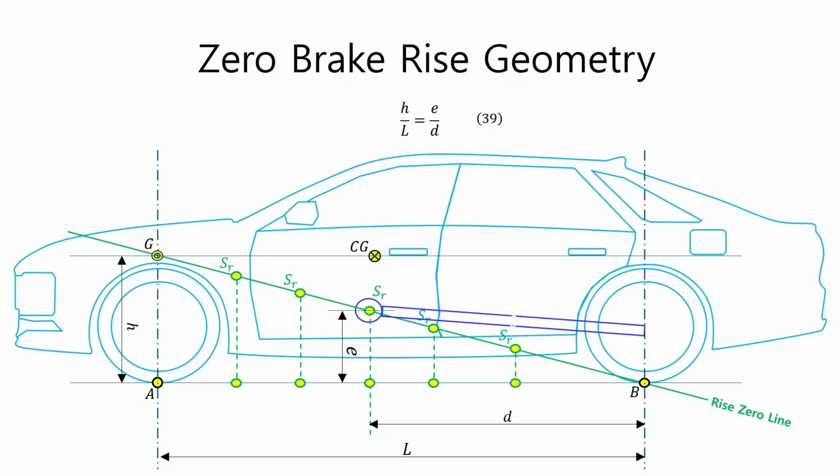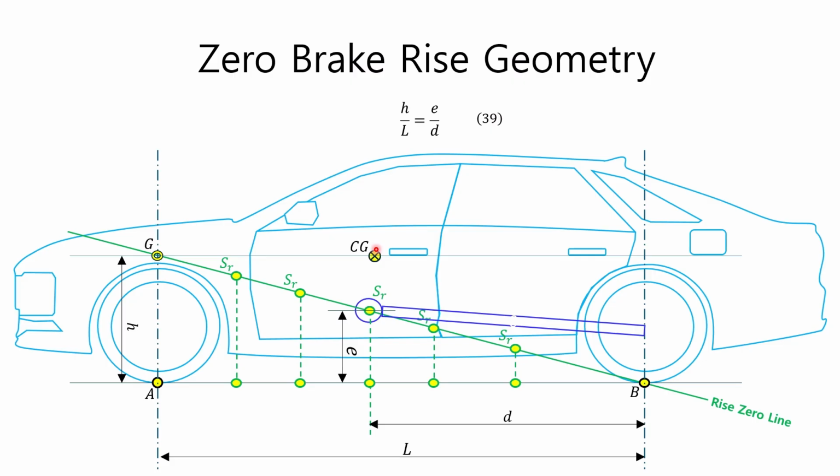Next, let's examine what geometry is required to make the rise 0. Based on the conditions expressed by equation 39 derived earlier, the geometry required to make the rise 0 can be represented as shown in the figure here. Point G is the point where a horizontal line passing through the center of gravity, CG, and parallel to the ground, intersects a vertical line passing through the front tire road contact point A. The pitch geometry is analyzed based on the bicycle model.